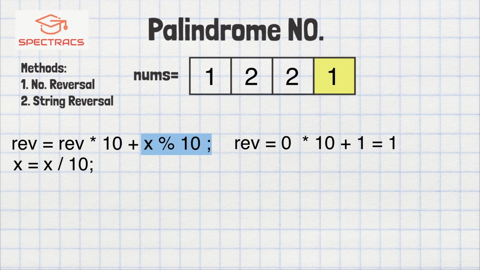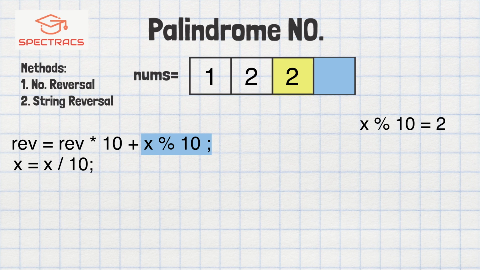Now x equal to x divided by 10. So what will happen here? It removes the last digit from the original number. We had 1 2 2 1, right? So the last 1 gets removed. Now the remaining number is 1 2 2. Let us see the next iteration. Again if we do x modulo 10, we get the last number, which is 2.